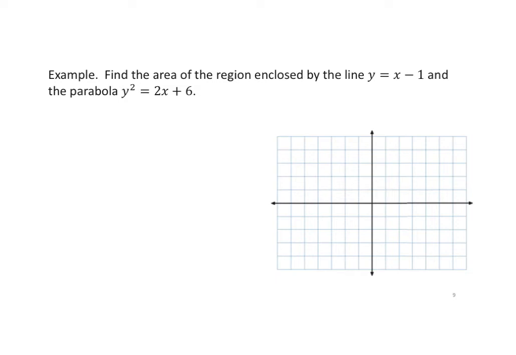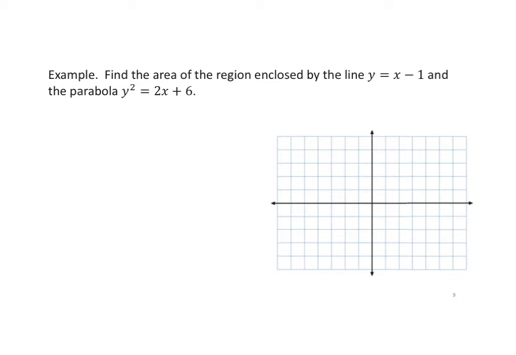In this next example, we're being asked to find the area of the region enclosed by the line y equals x minus 1, which is going to be pretty straightforward to graph, and the parabola y squared equals 2x plus 6. Now, usually with a parabola, we're pretty accustomed to x being the thing that's squared and y is not squared. Now it's the reverse.